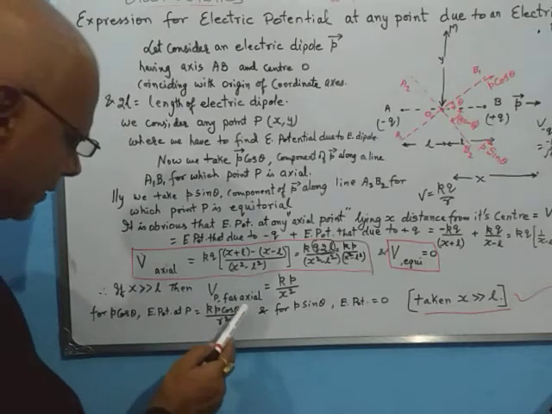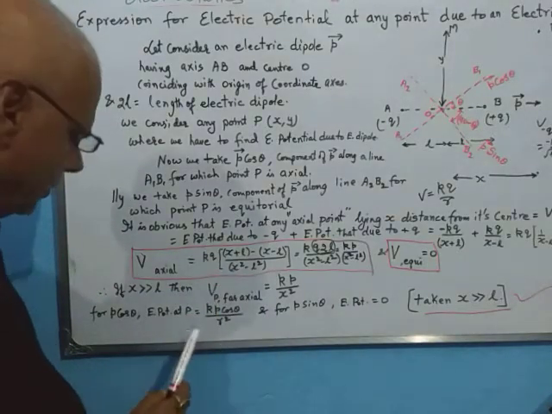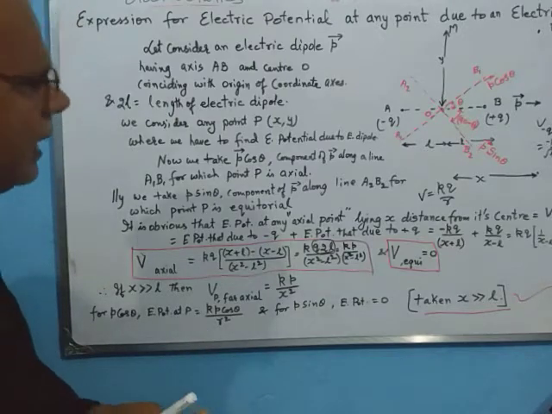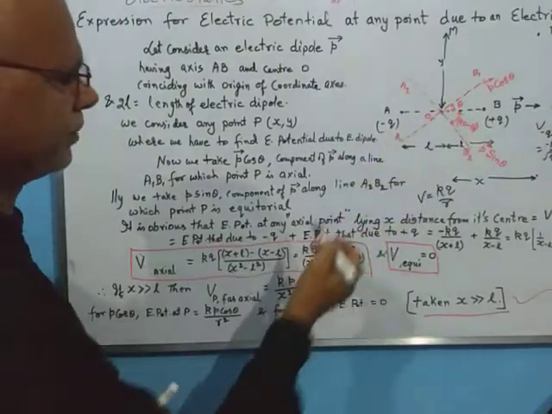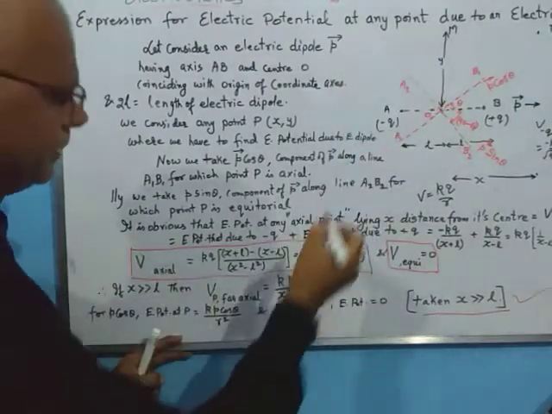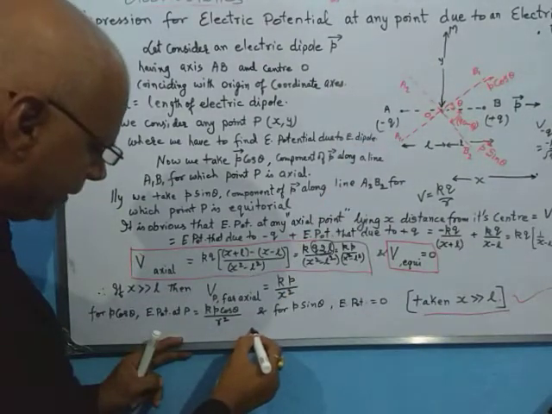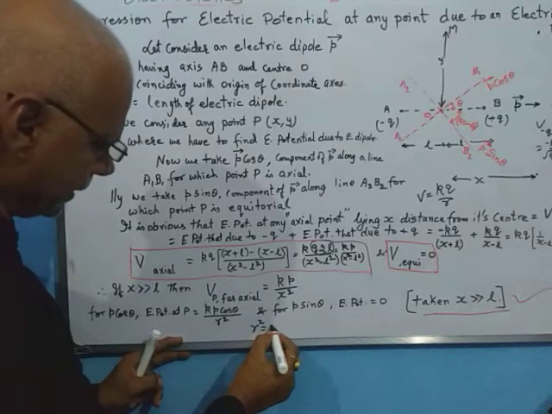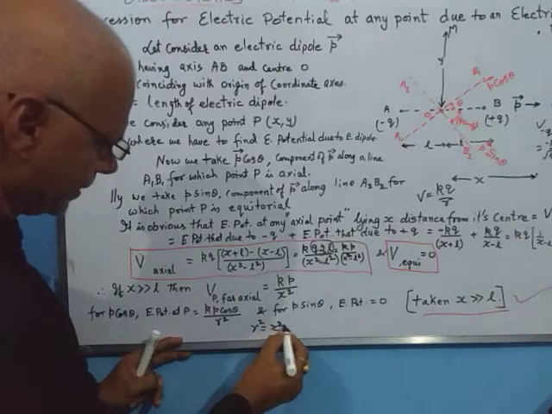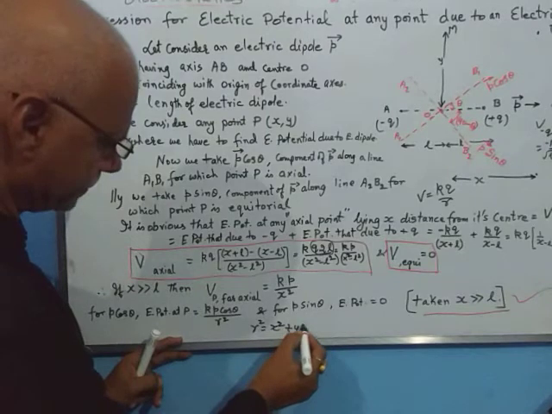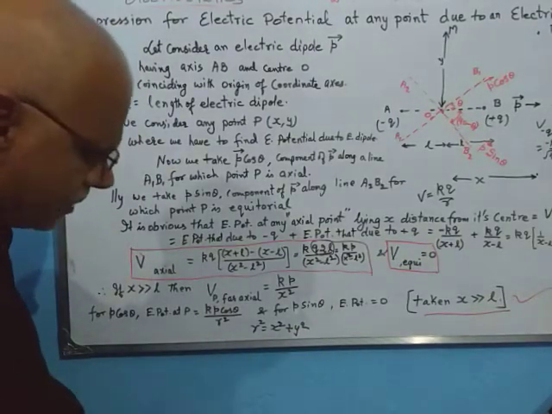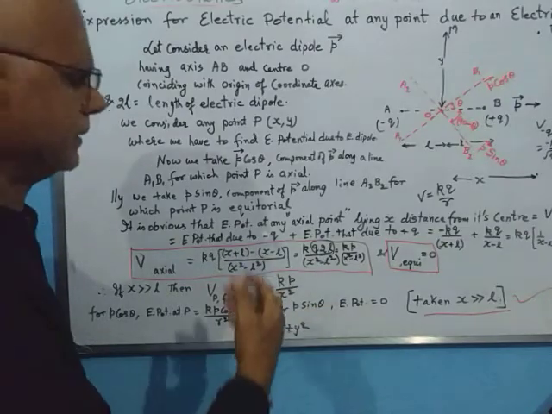Means only P cos theta will contribute. So Kp cos theta by r square, where r is the distance of that point from O if it has the coordinates x and y. Therefore r square is clearly equal to x square plus y square. So you can even write it in terms of x square plus y square if it is a two-dimensional case.